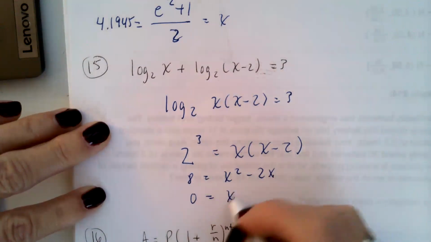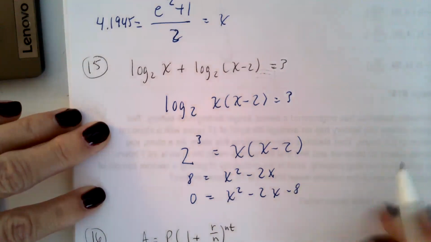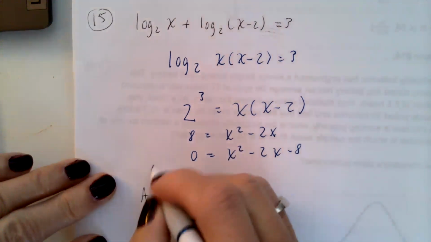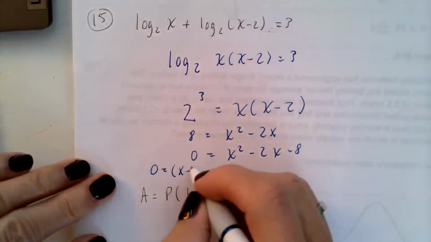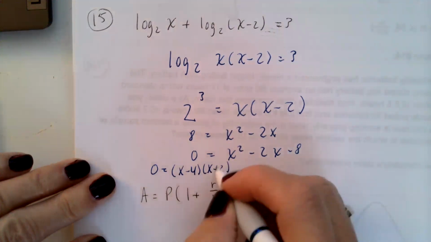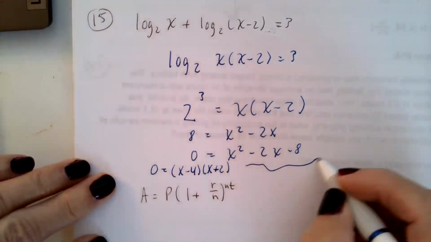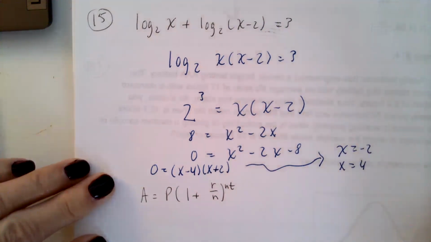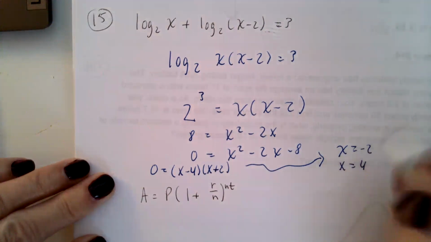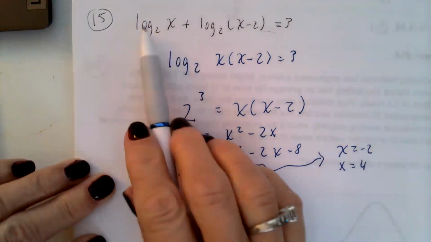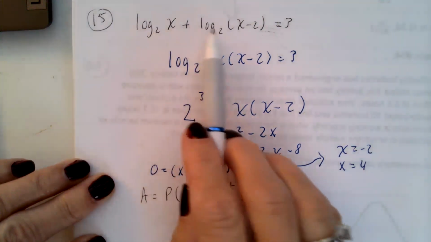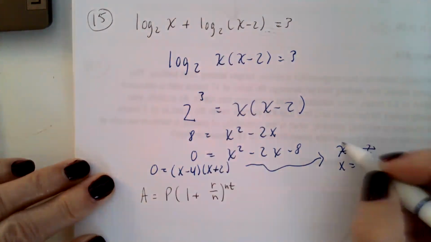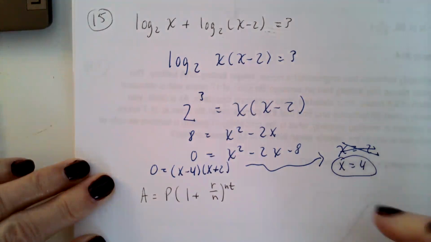And then I'm going to subtract 8. And I end up with a trinomial here that I can factor. So 0 equals x minus 4 times x plus 2. And when I set those equal to 0, I get x could equal negative 2 or x could equal positive 4. Now, x equal to negative 2 cannot be a solution because I could not have the log base 2 of a negative 2 or the log base 2 of a negative 4 if I put negative 2 in here for x. So that won't work. So this is my only real solution.